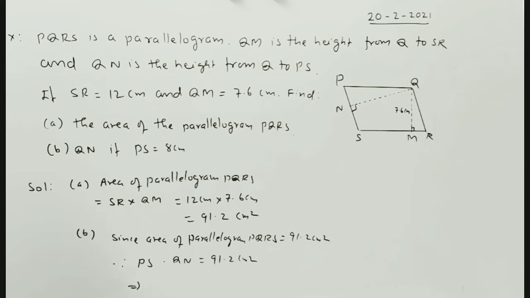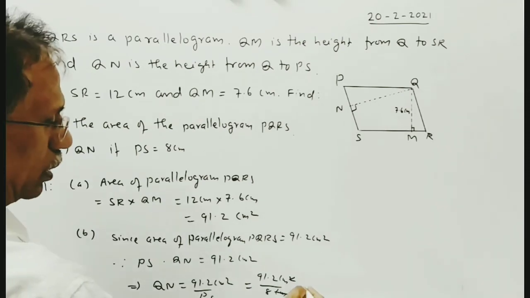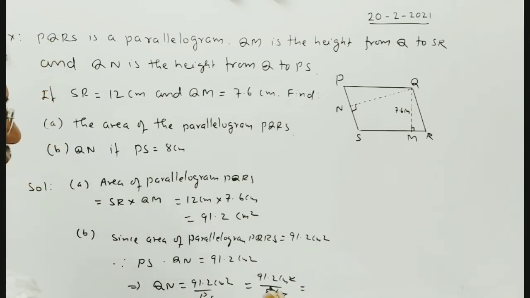Implies QN is equal to 91.2 square centimeter divided by PS, is equal to 91.2 square centimeter divided by, what is PS? 8 centimeter. 1 centimeter we can cancel with 1 centimeter, is equal to 91.2 divided by 8.